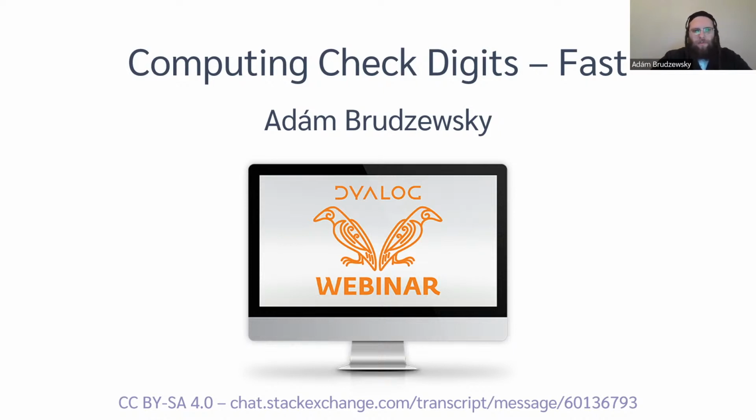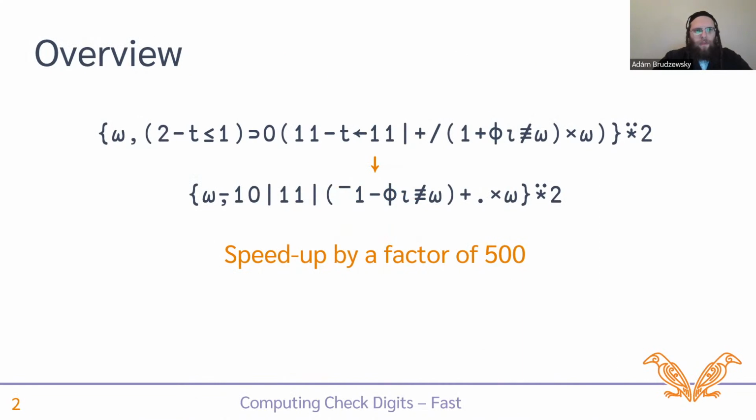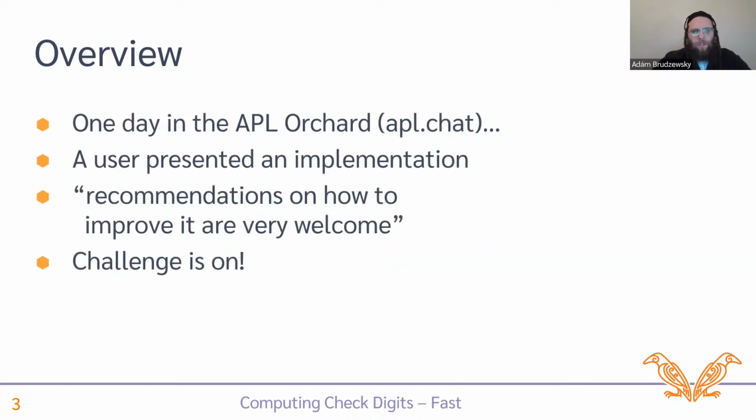Today I'm going to speak about something interesting that happened in this past week. I'm going to show how I took a formula that somebody wrote, an APL function, and fixed it up a bit and made it run much faster. So this is what happened.